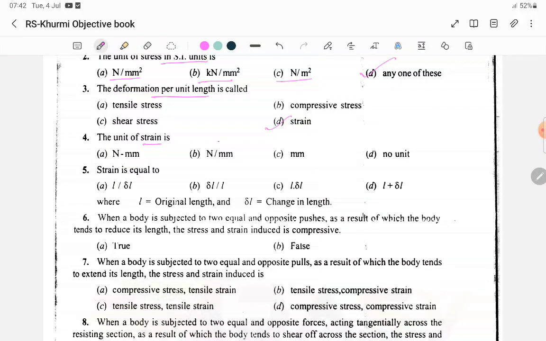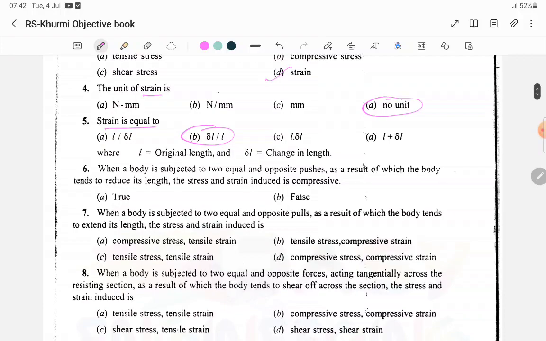The unit of strain: strain doesn't have any units. The strain is equal to delta L by L, change in dimension by original dimension. When the body is subjected to two equal and opposite pushes, like this, with the rubber, what will happen is it reduces its length, and the stress and strain produced are compressive because they are coming near together. If it is an opposite pull, then the length will increase and tensile stress and strain will develop.